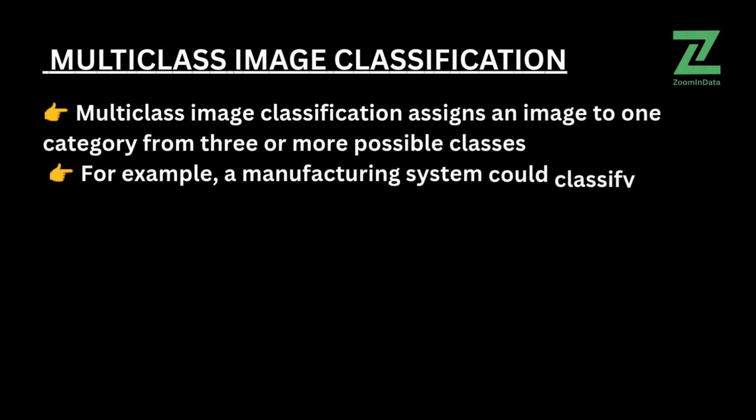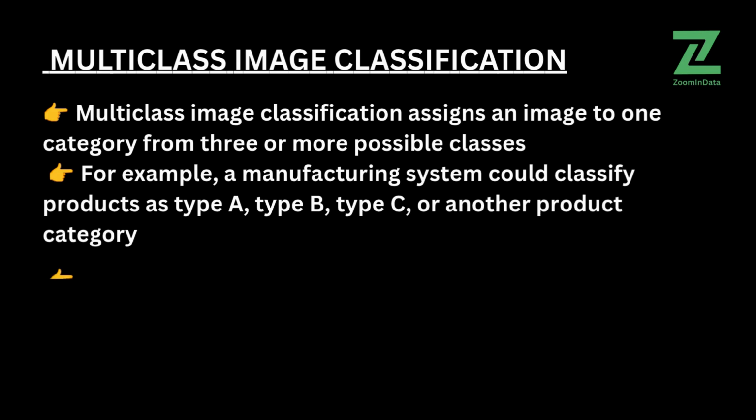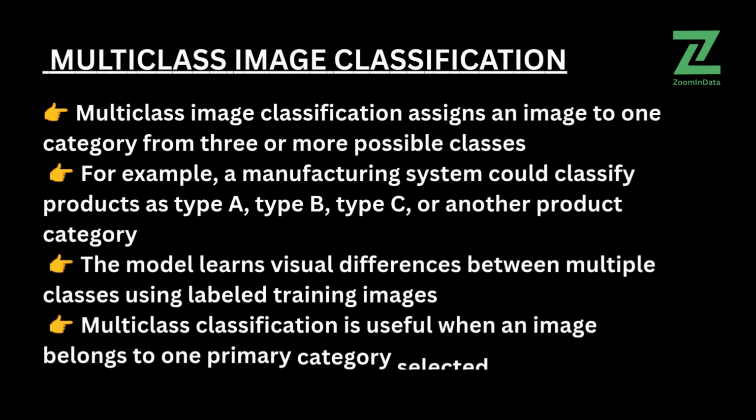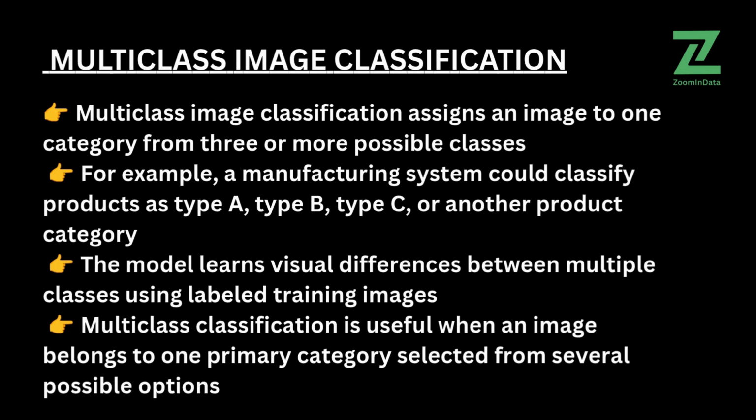Multiclass image classification assigns an image to one category from three or more possible classes. For example, a manufacturing system could classify products as Type A, Type B, Type C, or another product category. The model learns visual differences between multiple classes using labeled training images. Multiclass classification is useful when an image belongs to one primary category selected from several possible options.